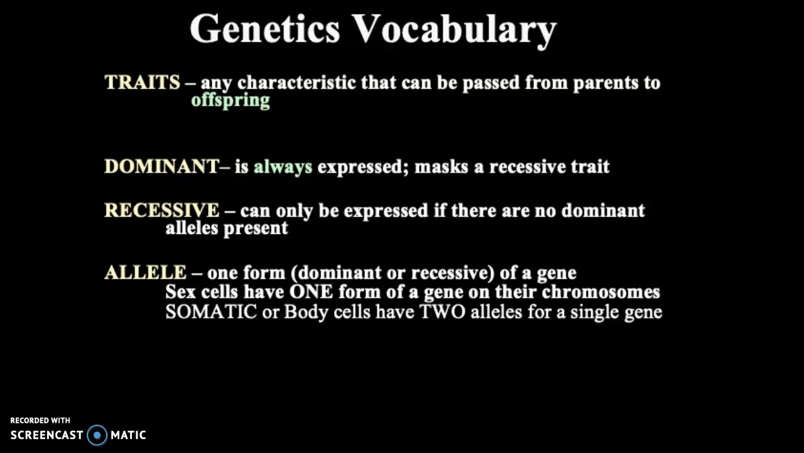An allele essentially is just the alternative form of a gene. You'll oftentimes hear me use the word allele and gene in the same way, but they are a little bit different. You can have a dominant allele, or you could have a recessive allele. You could have two dominant alleles, two recessive alleles. They are essentially just alternate forms of a gene for a particular trait.